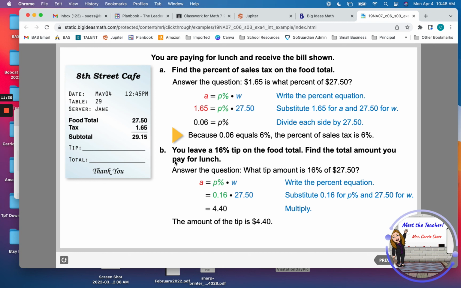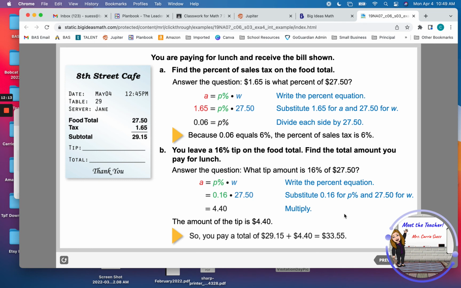So what's the total you pay for the entire lunch? So that's on this line. How do we find the total we pay for the entire lunch? Add the 29.15 plus the tip, which is $4.40. So what is that added? 33.55. Very good. This math you will use often when you become adults and have money and you spend it on going out to eat. So we paid $33.55 for the entire meal.